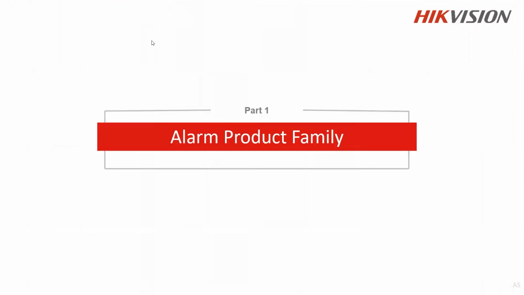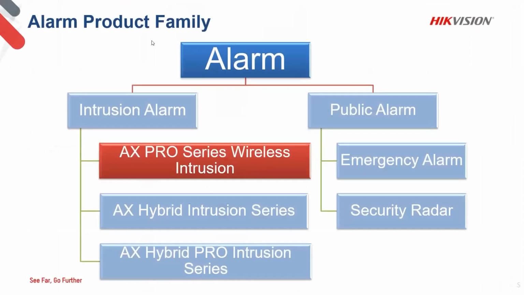Then let's dive into the alarm product family. As you can see, initially we can divide our alarm systems into two categories. The first one is the public alarm, where you can install alarm systems in public areas. Under that, you have the emergency alarm. In case of an emergency or any panic, you can simply alert other people. And there are also security radars that can identify an alarming situation. That's the public alarm category.